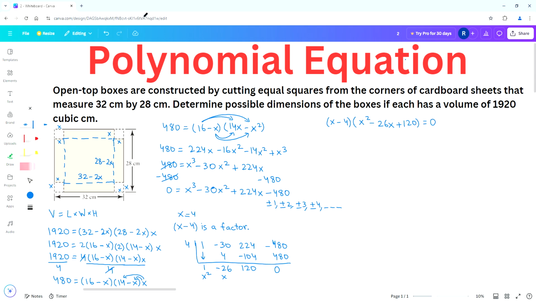Next, we should factor the quadratic expression in the second parentheses. This is a simple trinomial, so we can use sum and product method. We have to find two numbers that add to negative 26. And product is 120.